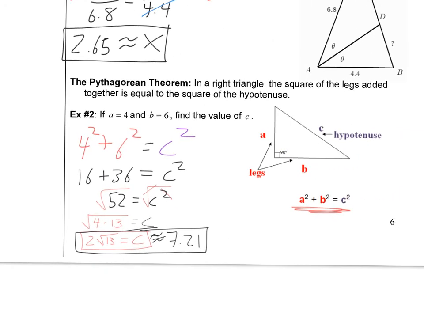Okay, so that's how you use the Pythagorean theorem to solve for a missing part. Not too bad. All skills that you guys have done before. So let's apply it to something a little bit new. Let's go to the next page.